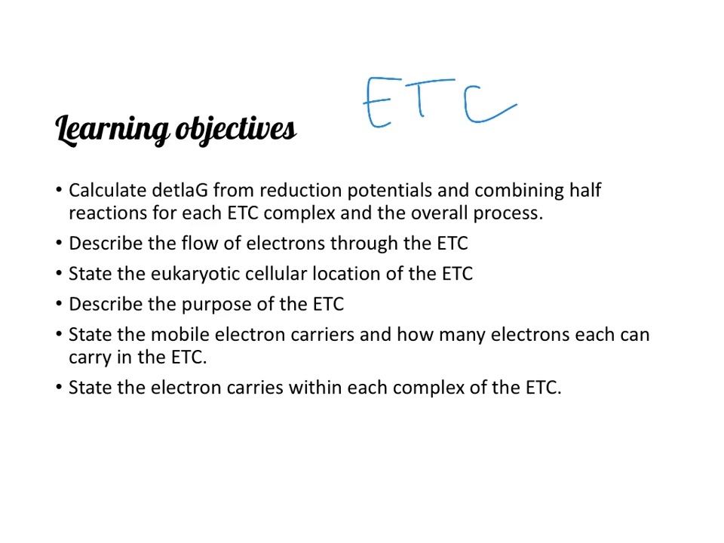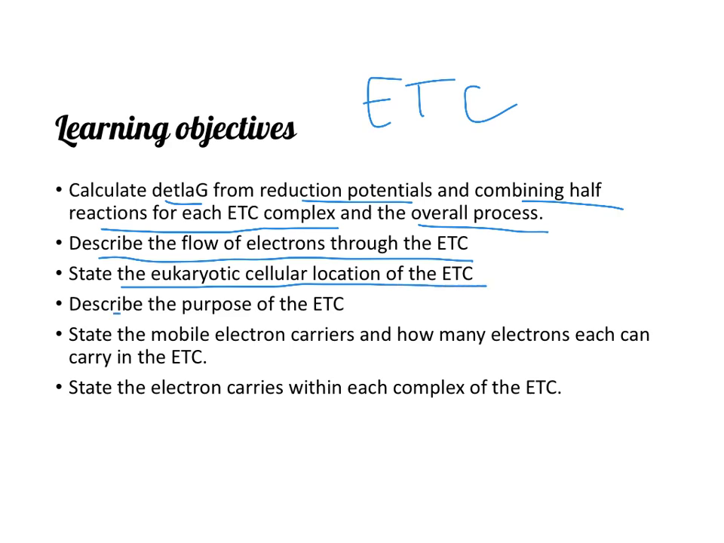After watching this video, you should be able to calculate the delta G from reduction potentials and combining half reactions for each complex in the ETC and the overall process. You should describe the flow of electrons through the ETC, state the eukaryotic cell location of the ETC, describe the purpose, state the mobile electron carriers and how many electrons they can each carry, and then state the other electron carriers within each complex.